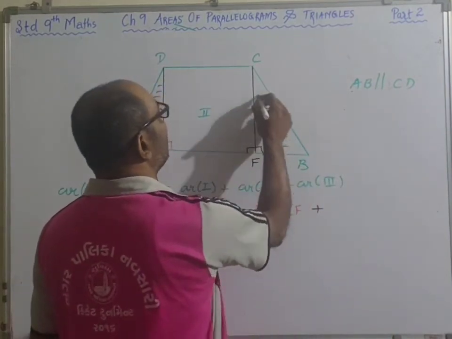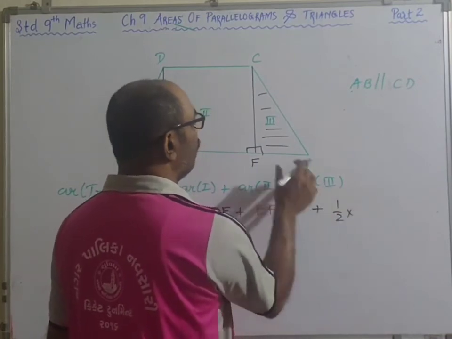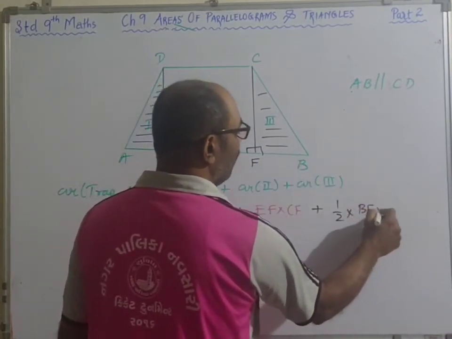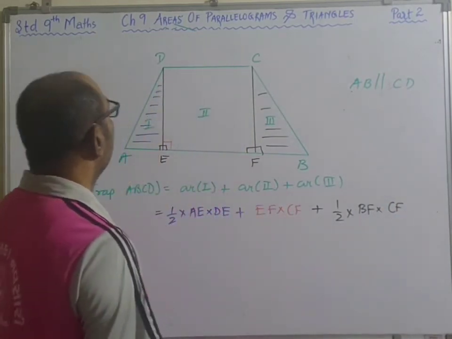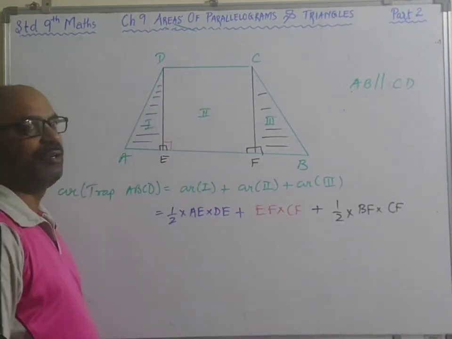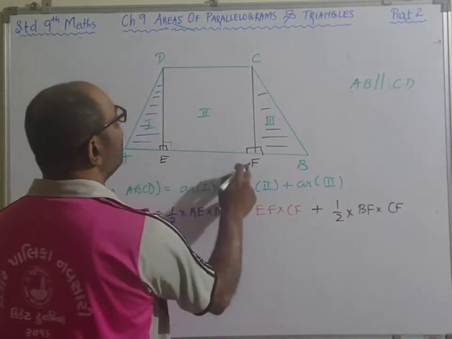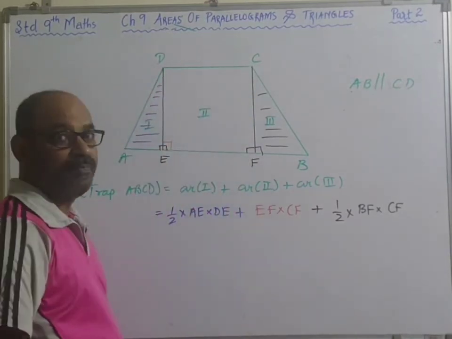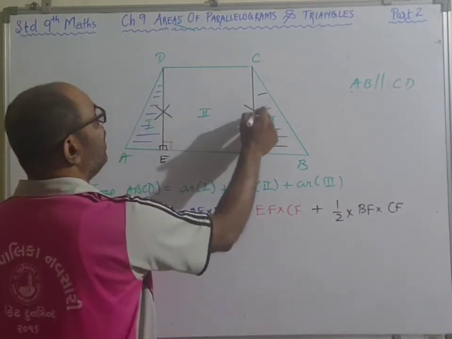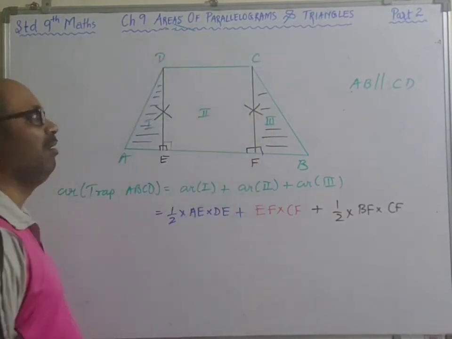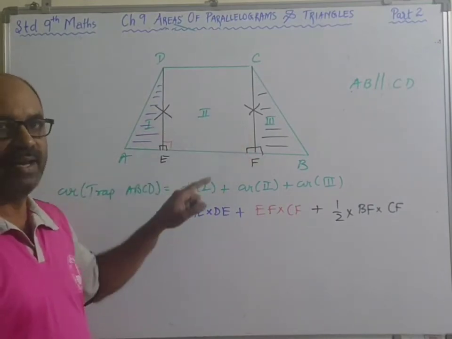Once again, it's a right triangle. So half into base BF into altitude CF. Children, दो में से कोई भी एक ही altitude, क्योंकि this quadrilateral EFCD is a rectangle. So मतलब opposite side DE and CF will be equal. Opposite sides of rectangle, so they are equal.